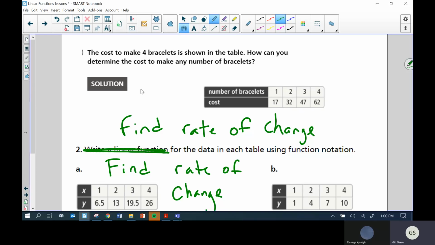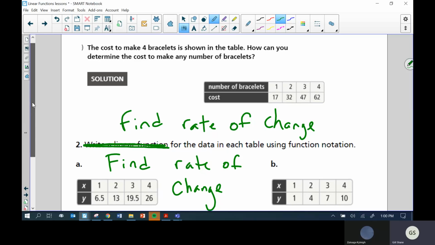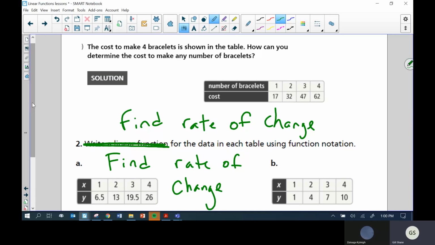There. So find the rate of change on those. Once you're comfortable with that, if you need help on this, I'll walk around right now and help on this first. Then you can come grab this, and there's other stuff on there besides just this rate of change.